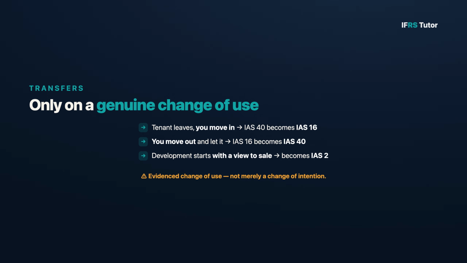Buildings don't stay in one category forever. So what happens when the use changes? Transfers happen only when there is an actual change in use, evidenced, not merely intended. A tenant moves out and Meridian moves in. Investment property becomes owner-occupied, IAS 16. Meridian moves out and lets it. IAS 16 becomes investment property. Development starts with a view to sale. It becomes inventory under IAS 2.